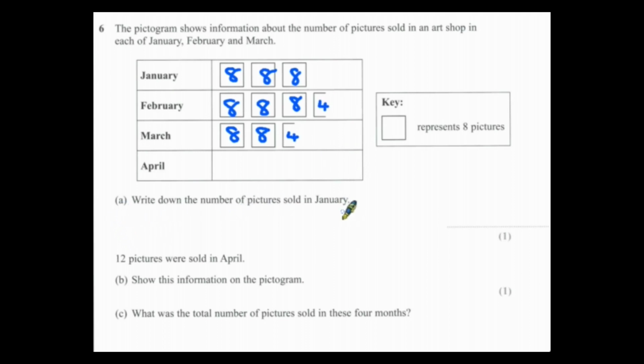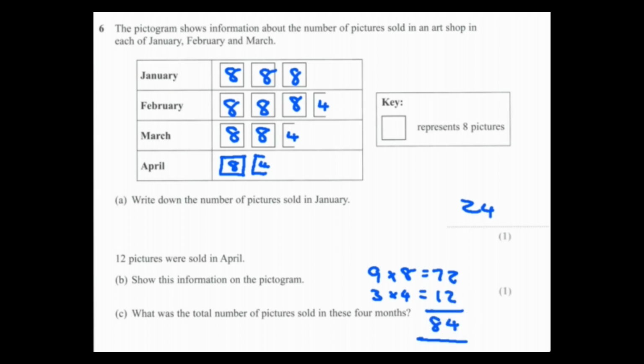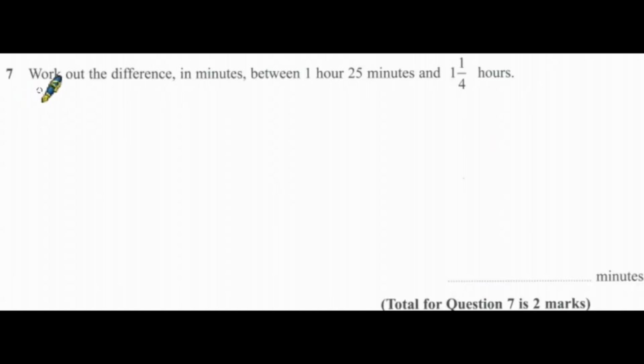So let's have a look at the 3 parts of the question. A, write down the number of pictures sold in January. Well, it's 3 times 8. So 3 times 8 is 24. 12 pictures were sold in April. So for part B, we're asked to put this on the pictogram. Well, if we are wanting to represent 12, we know that one square is going to be 8 and a half square is going to be 4. Therefore 8 plus 4 we have 12. We're then asked the total number of pictures sold in the 4 months. Well, we have 9 lots of 8 equals 72, and we have 3 lots of 4, so that's another 12. Altogether 84 paintings. Question 7.